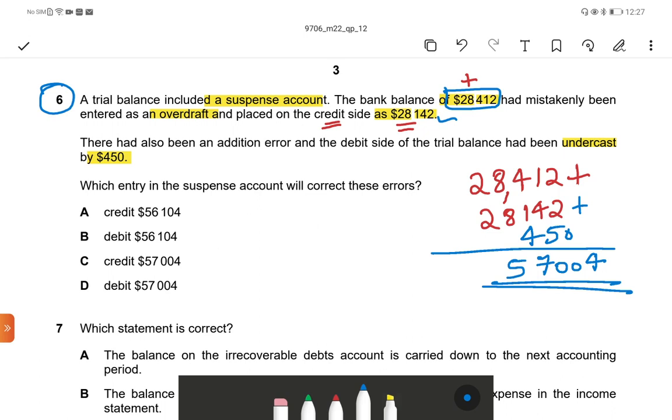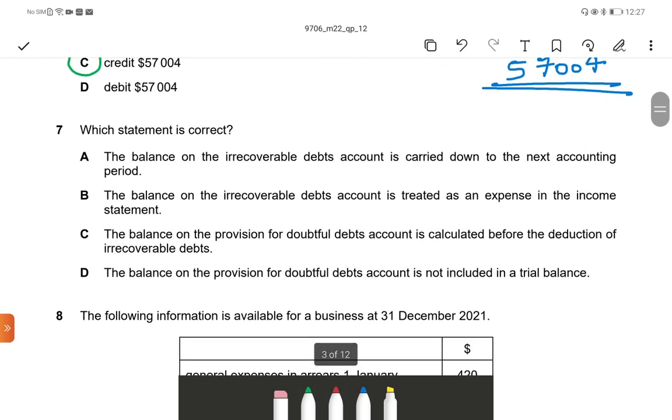So what is the question they are asking? Which entry in the suspense account will correct this error? This is debited, so the trial balance is debited with the suspense account. So the suspense account will be credited with 57,004. So the correct answer is suspense account credit 57,004. Option C is the correct answer.